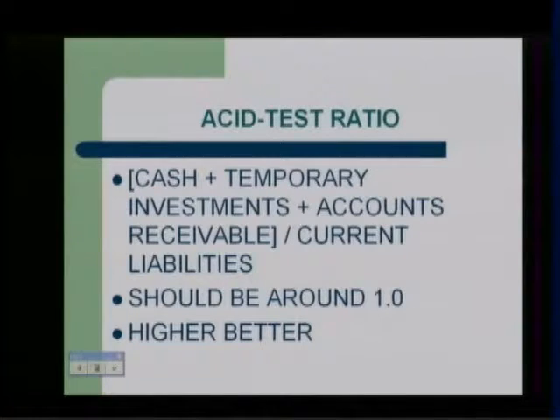You would like to get a number around 1. In other words, you'd like to have about the same amount of quick assets as you have current liabilities. That means that you then have the ability to pay all your bills very quickly without going into debt. So you're looking for a ratio of 1. Again, ideally you'd like for that number to be higher, and higher is better. But again, you don't want it too high. Too high means that a company is not investing wisely in their assets, especially their long-term assets.